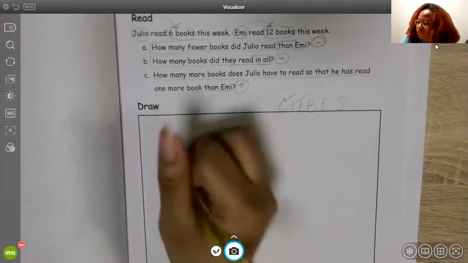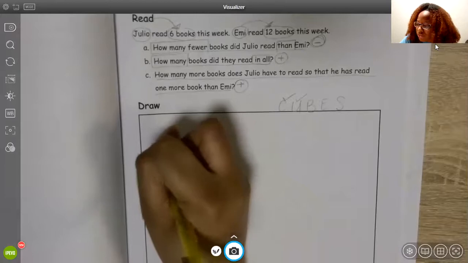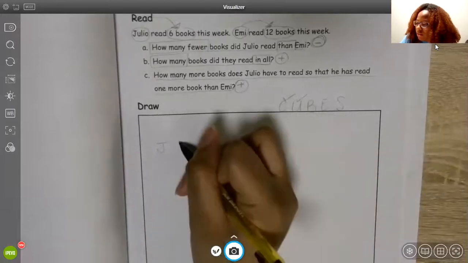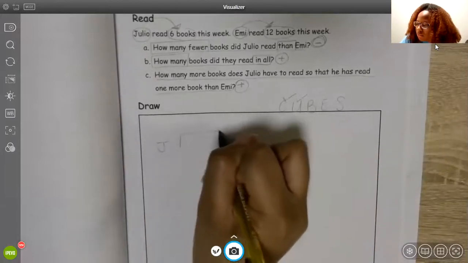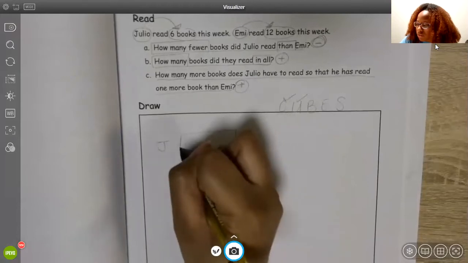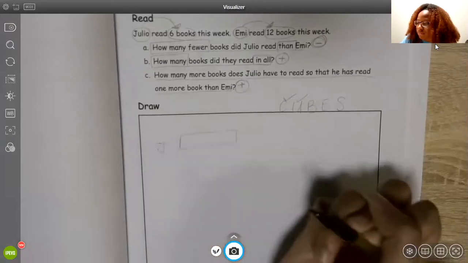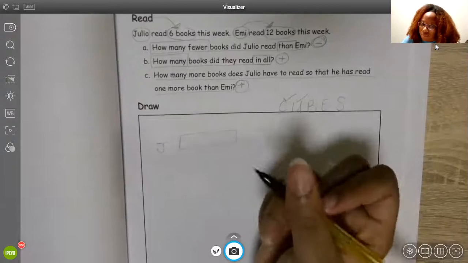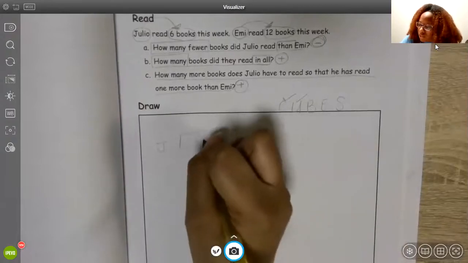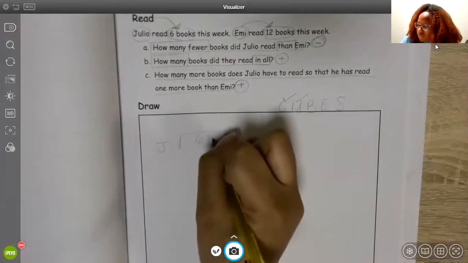I am going to draw. First, I'm going to write J for Julio. Then, I'm going to draw my box for my quick drawing. And what's going to go inside my box? I'm going to write the number 6. And I'm going to put B for books.